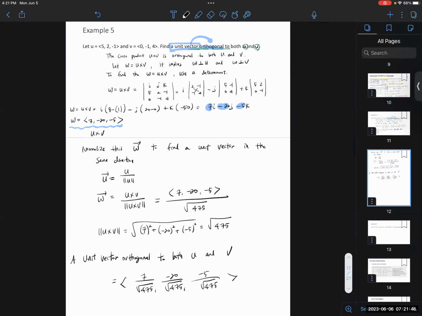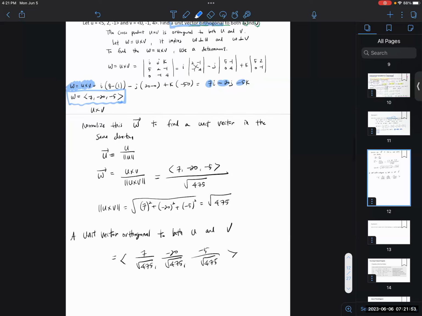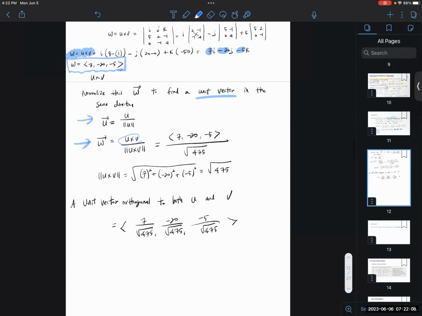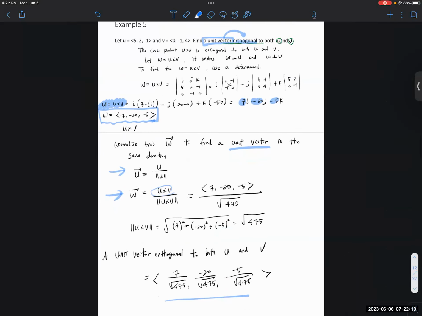Does it make sense to you? Everybody understood: we found w, which is u times v, but I want to find the unit vector of that w. According to the formula, the unit vector is the given vector divided by its magnitude. So w is u times v, which we got, divided by its magnitude, and you get this unit vector. All right, this is how you find the unit third vector by using the determinant again.